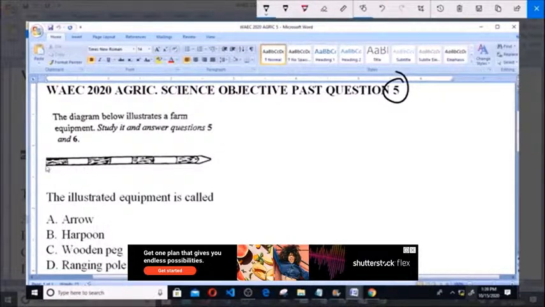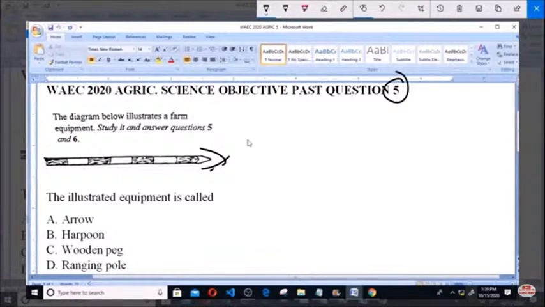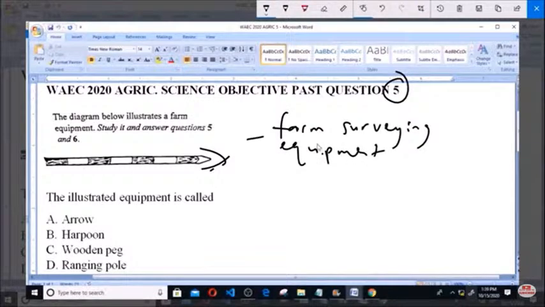Now you have this equipment, okay, a rod-like equipment with one pointed end and the other end rounded, and then it is painted black and white. So based on this description, it is a farm surveying equipment, and based on the description I have given, the color painted black and white, pointed at one edge and rounded at the other edge, it is a ranging pole. It's a farm surveying equipment called a ranging pole.